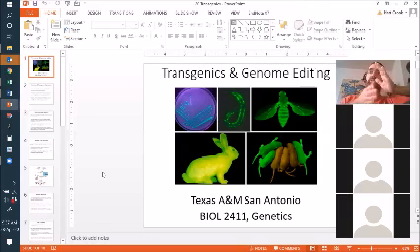Right, and so that allows you to have more control over when you express the phenotype that you're interested in, to get around issues with pleiotropic effects, right? Where one gene does multiple things in different processes. So if you knock it out, it'll affect all of those, not just one specific thing that you might be interested in.